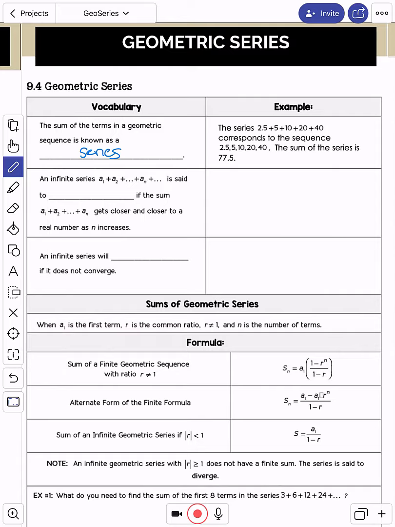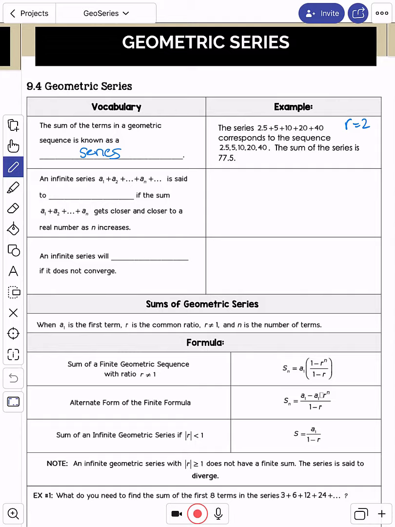And an example of this is the series 2.5 plus 5 plus 10 plus 20 plus 40, which corresponds to the sequence 2.5, 5, 10, 20, and 40. And so R is equal to 2 in that particular case. And we can see that at every step in the sequence we're multiplying by 2.